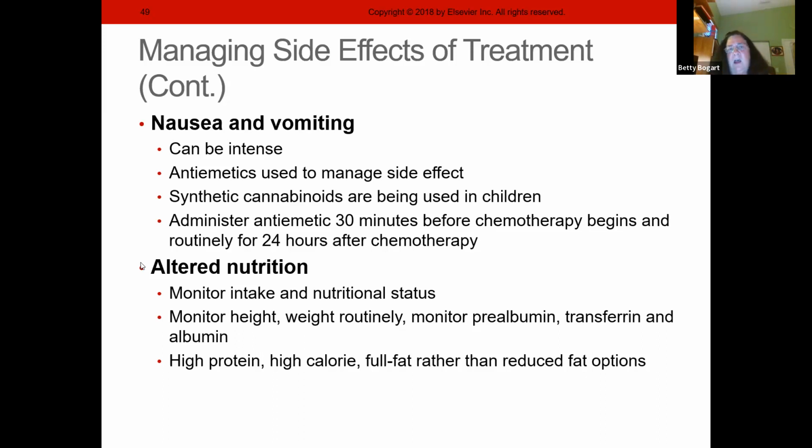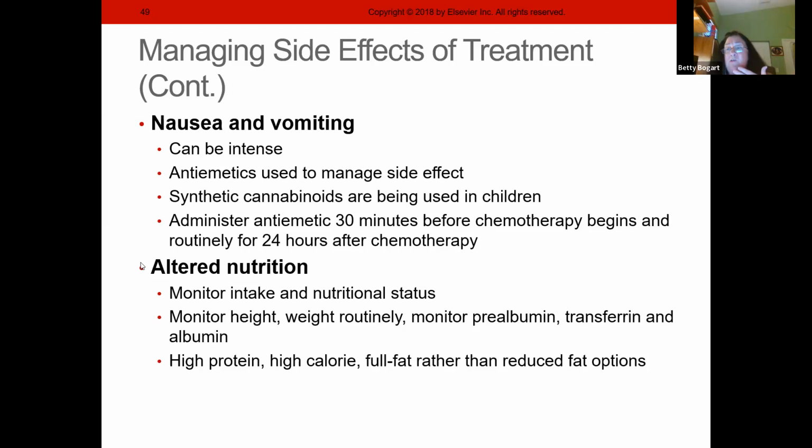These children are not going to want to eat. They get a lot of ulcers in their mouth. Okay. And because of that, we need to monitor nutrition. Now, what's the number one way we monitor nutrition? Height and weight, right? If they're not gaining, they're not getting taller, something's going on. And we're going to be monitoring all the protein stuff in their body, their prealbumin, transferrin, and albumin. These children need high protein, high calorie, and high fat.